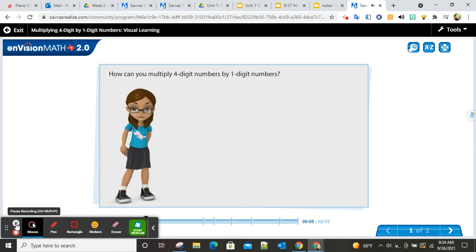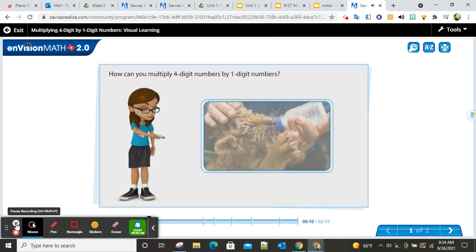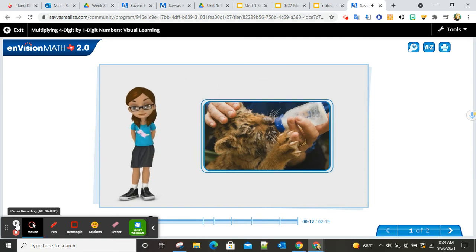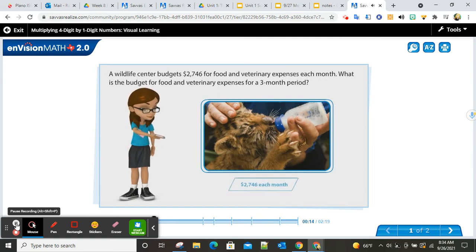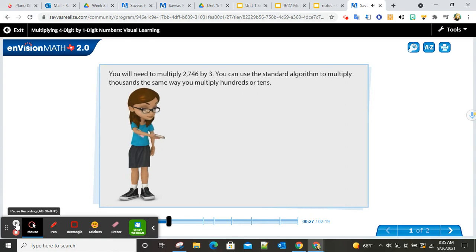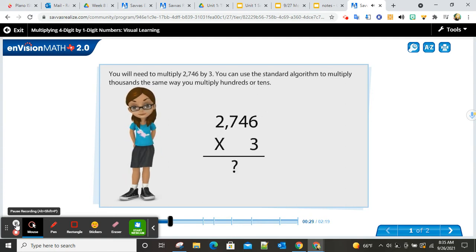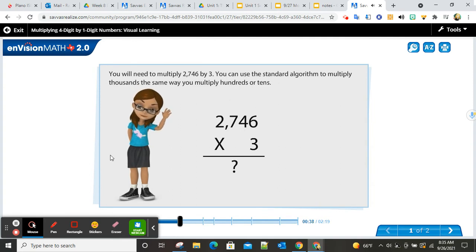How can you multiply 4-digit numbers by 1-digit numbers? A wildlife center budgets $2,746 for food and veterinary expenses each month. What is the budget for food and veterinary expenses for a 3-month period? You will need to multiply 2,746 by 3. You can use the standard algorithm to multiply thousands the same way you multiply hundreds or tens.